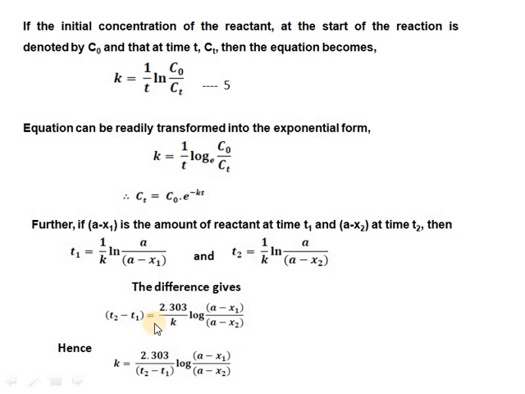Hence, from this equation we can calculate the rate constant k. So k is equal to 2.303, by cross multiplication, upon (t2 minus t1) into log to the base 10 of (a minus x1) upon (a minus x2).